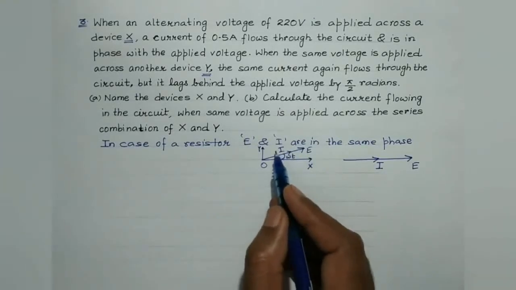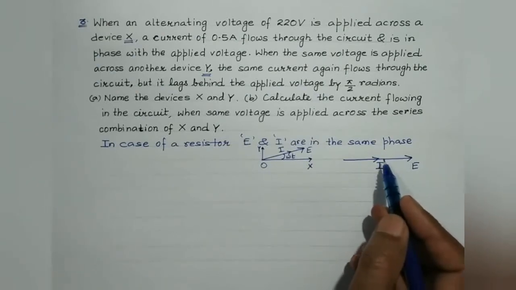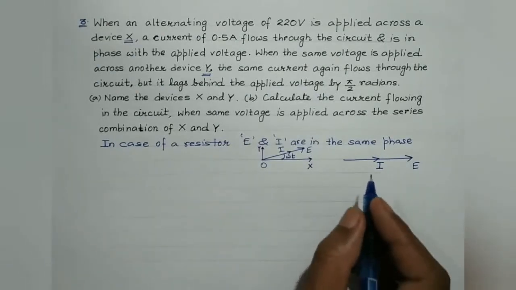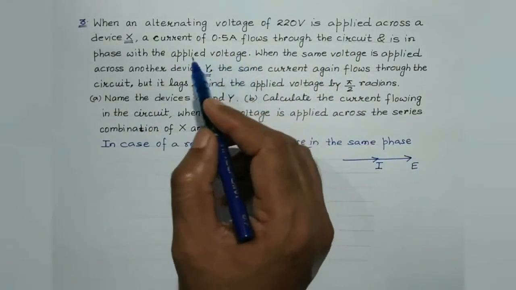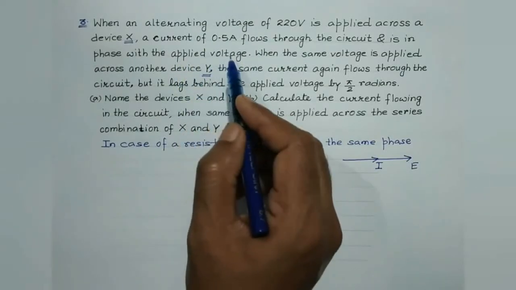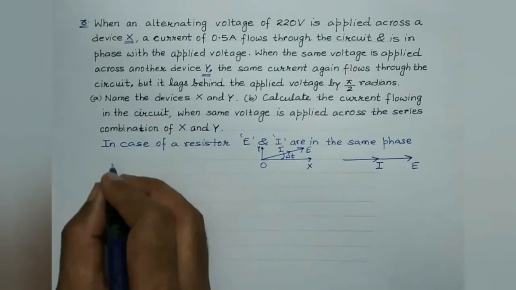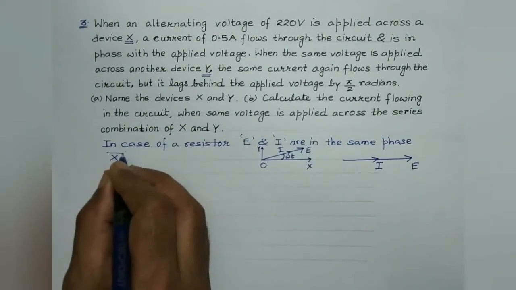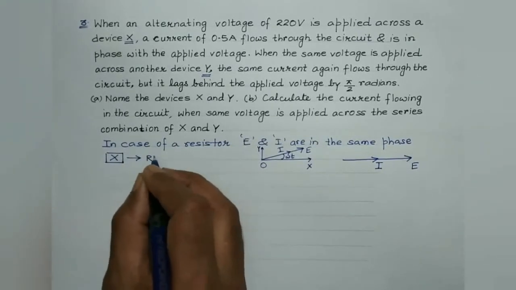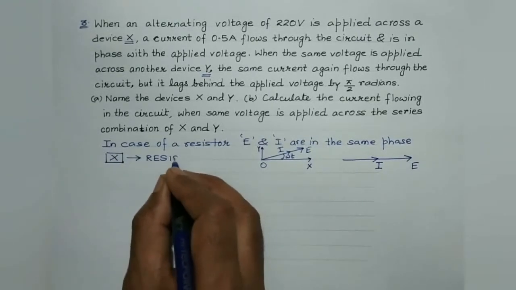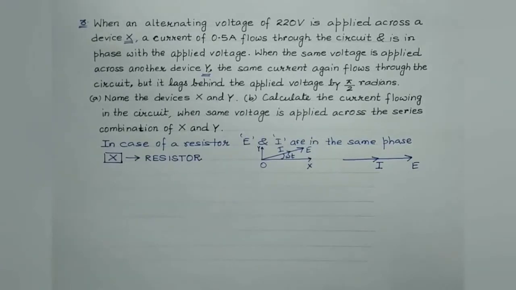So EMF and the current are in the same phase in case the circuit element under consideration is a resistor. So definitely in this case it is given that the voltage and the current are in the same phase. So we are supposed to determine the device X. So X must be a resistor, because it is only in the case of a resistor that the EMF and the current are in the same phase.